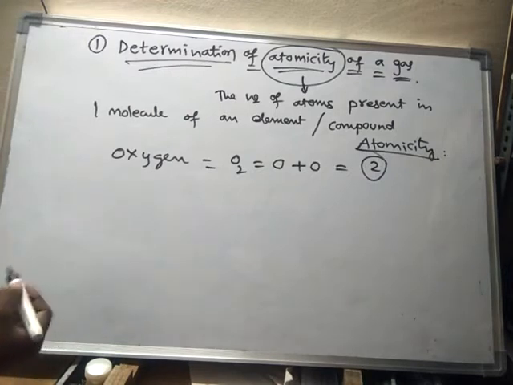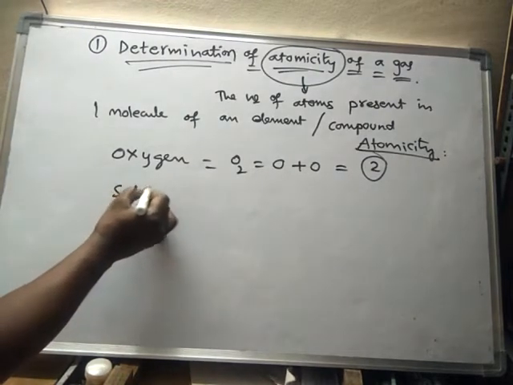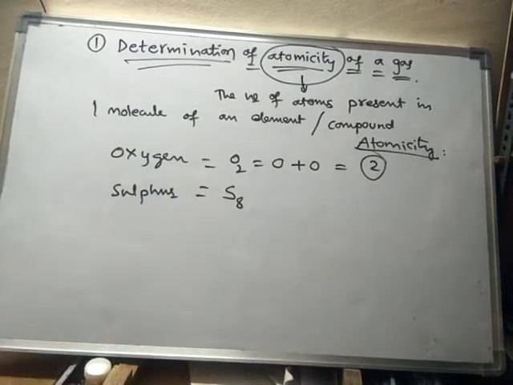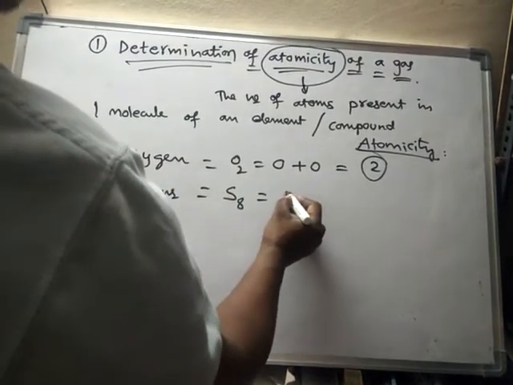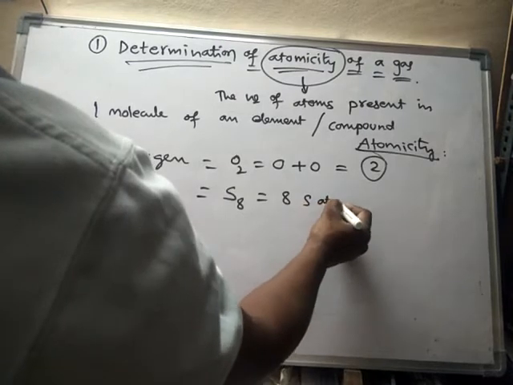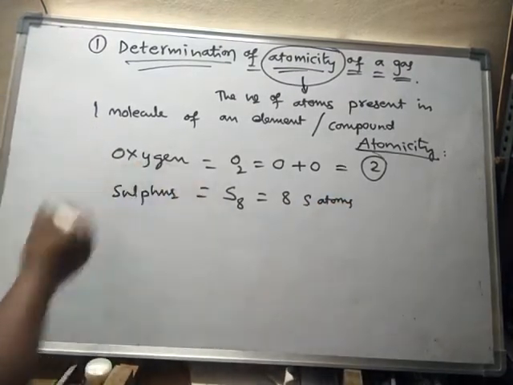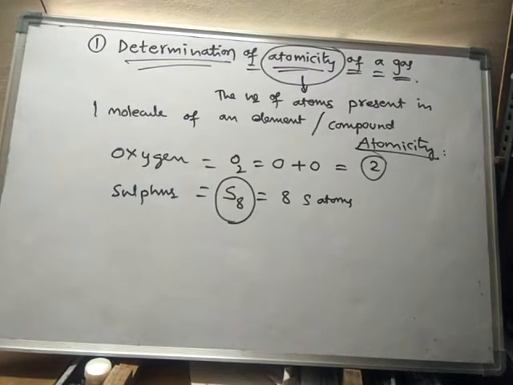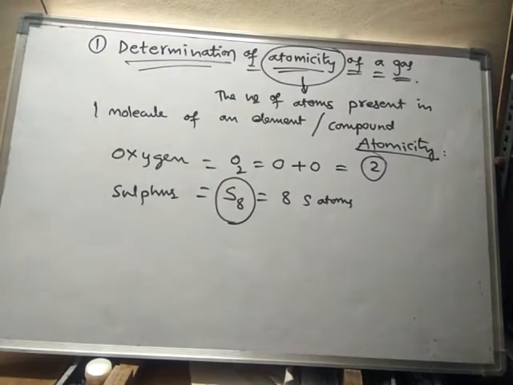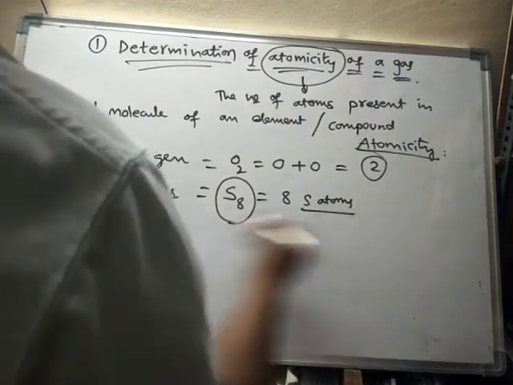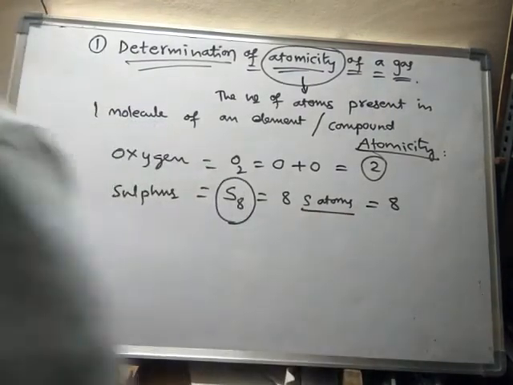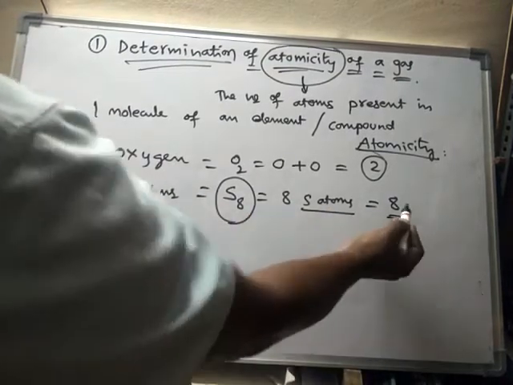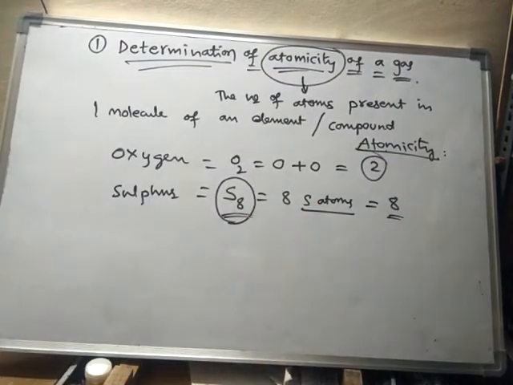If you take the element sulfur, it is denoted as S8. So it contains 8 sulfur atoms in one molecule. This is the S8 molecule, one molecule of sulfur. Hence the number of atoms of sulfur is 8, and the atomicity of the sulfur molecule is 8.